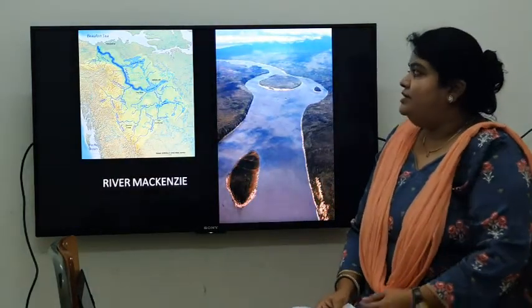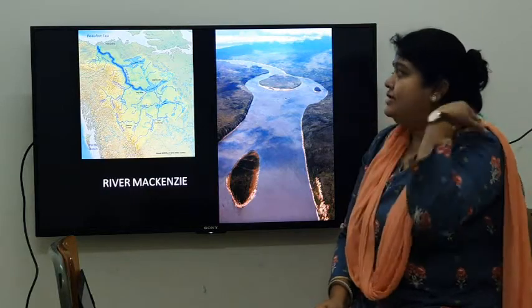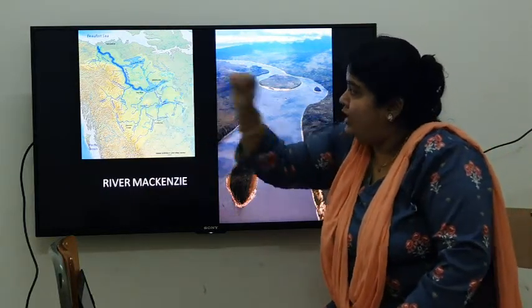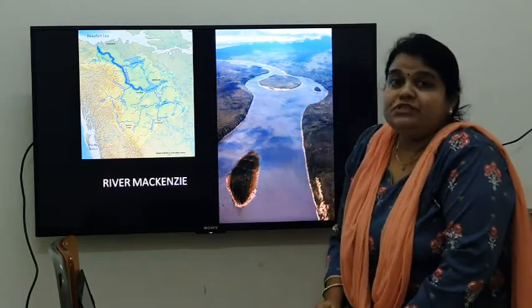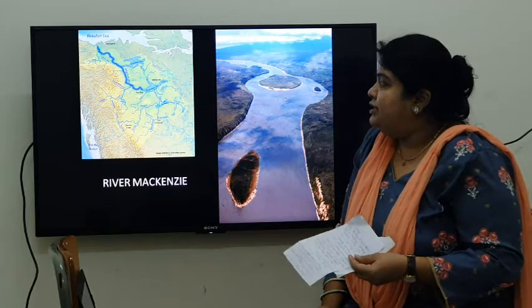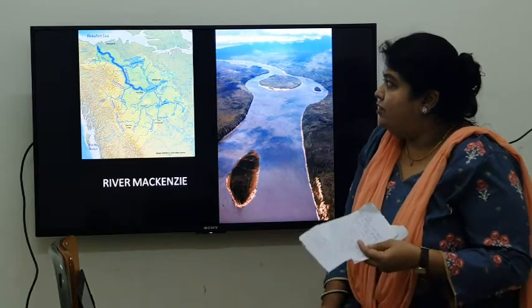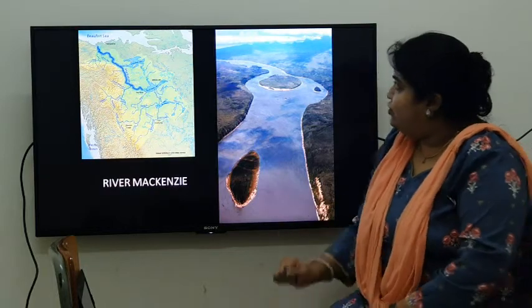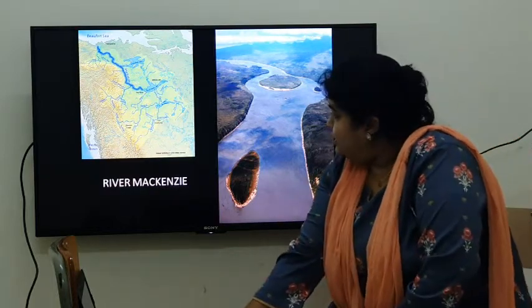Then we have River Mackenzie. River Mackenzie is having a source in Great Slave Lake. It moves towards the north direction and meets the Beaufort Sea, which forms the mouth of this river. This particular river is the longest river of Canada. Okay, this is the image of River Mackenzie.